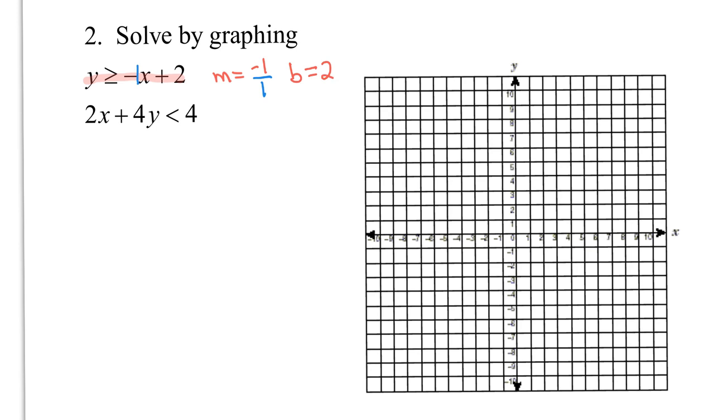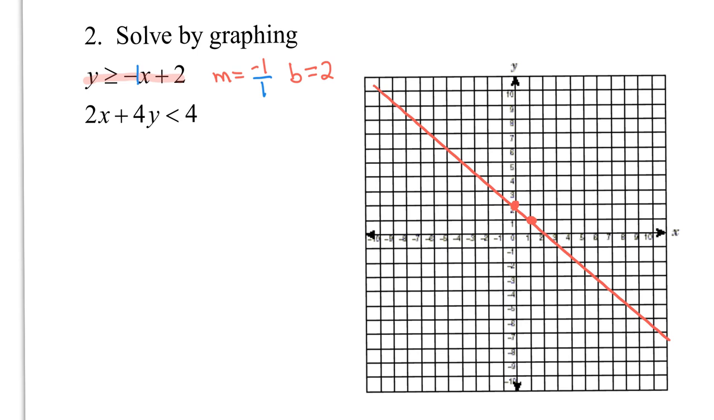So now I graph it. I go to the 2 on the y-axis. I go down 1, that is my slope, negative 1, and 1 to the right. So my other point is going to be here. And look at the inequality. Inequality has a line on the bottom, so that means solid. So I'm going to make my solid line. And once I have my line, I need to check what side to shade.